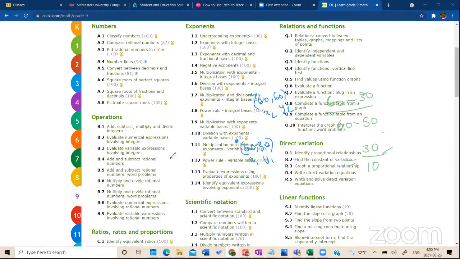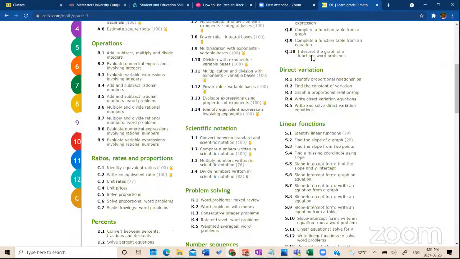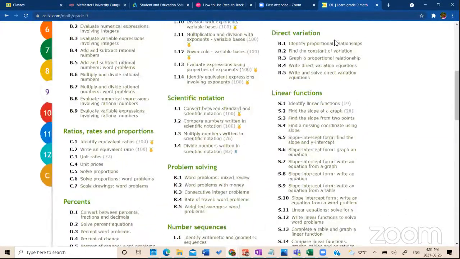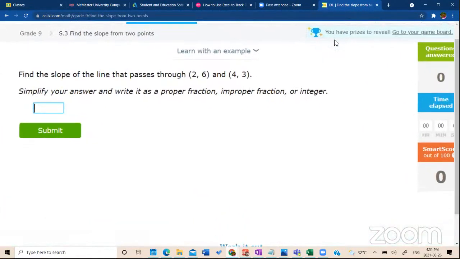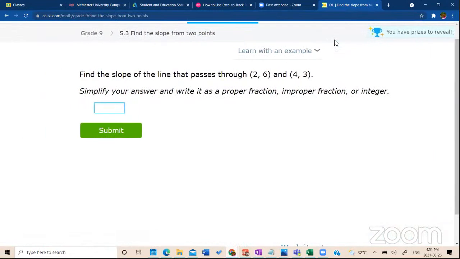Annotate, clear. Okay, let's finish. Find the slope from 2 points. So now this time, instead of giving you that, they're giving you the points already. So we just have to use the formula now. Oh, that's going to be easy. It's going to be 3 minus 6, and it's going to be 4 minus 2. It's going to be negative 3/2.